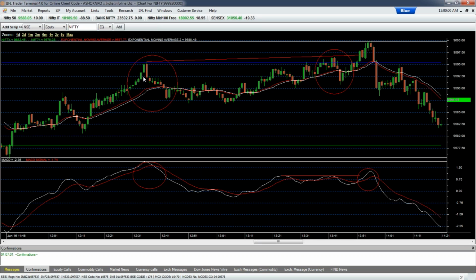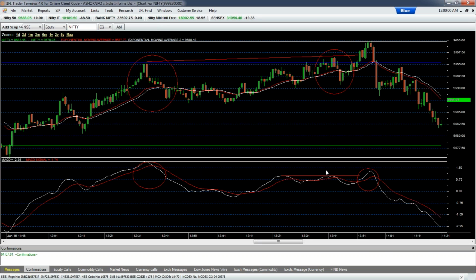MACD is an indicator of euphoria, right? How much euphoria is in the market, how much momentum is in the market, MACD indicates this. So better off if we see that the market has such high euphoria over here. What is it over here? What is it over here? This is higher than this.